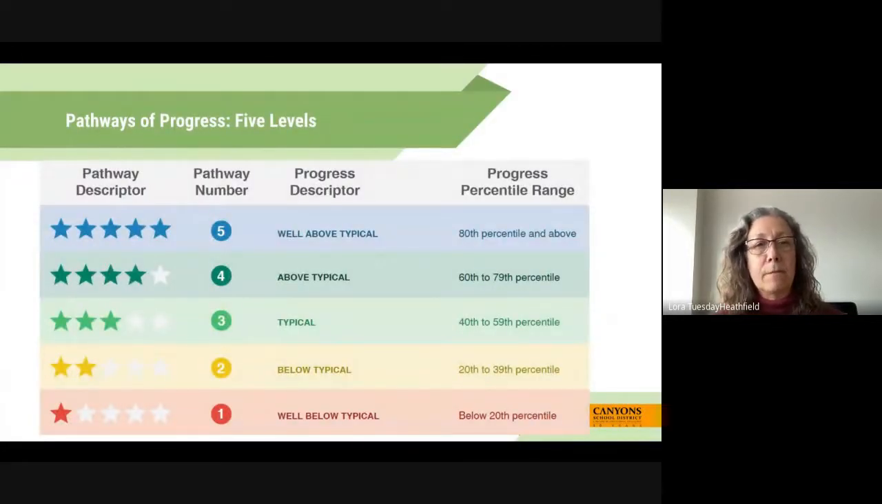There are 5 levels of pathways of progress, same as there are for Acadience Reading. And you can see them there, 1 through 5, and they equate to typical, above typical, well above typical, below typical, and well below typical. Generally, we want students to be making at least typical progress, and ideally students who are behind benchmark goals, we want them to be making above or well above typical progress.